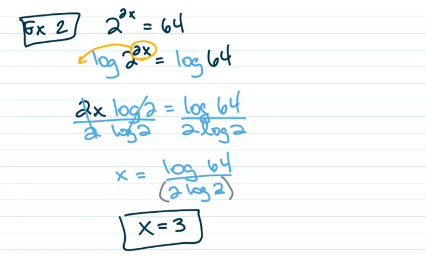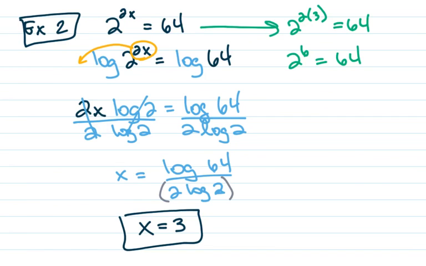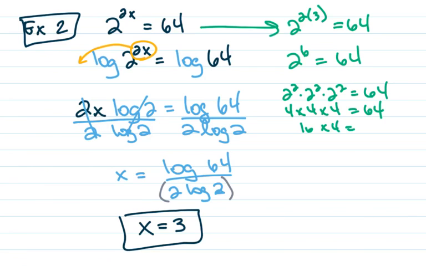And I can even check it. If I go up here and put in 3, 2 to the 2 times 3 equals 64. So we want to know if 2 to the 6th equals 64, right? I kind of break this down into 2 squared times 2 squared times 2 squared equals 64. So 4 times 4 times 4 equals 64. 4 times 4 is 16, times 4 is 64. 64 equals 64. Cha-ching, we did it right.